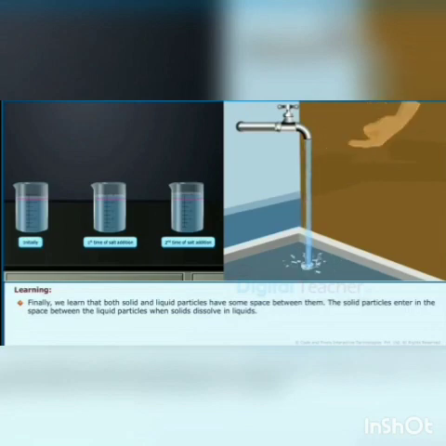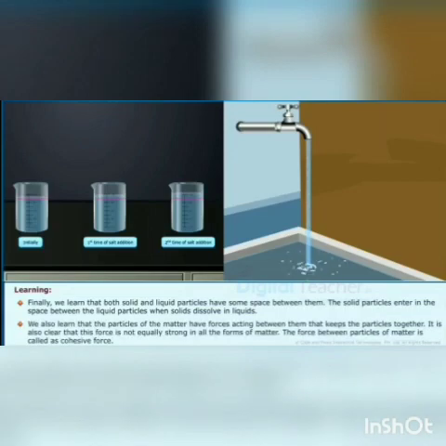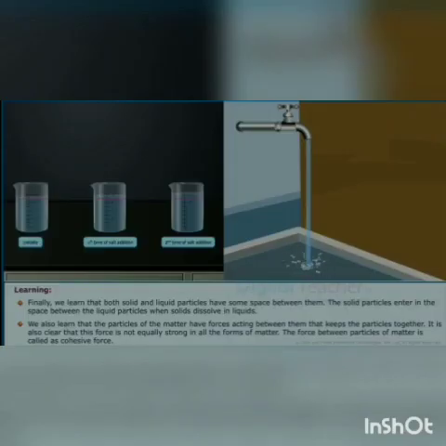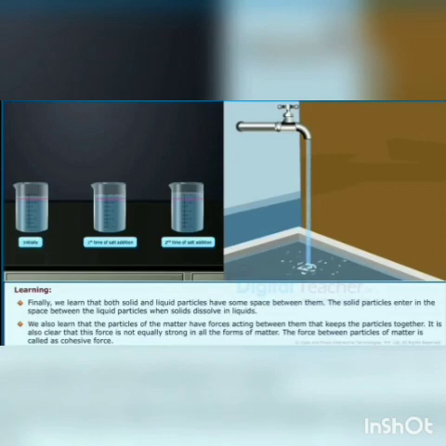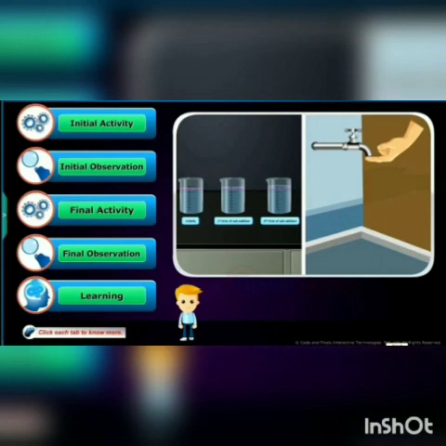So finally, we learn that both solid and liquid particles have some spaces between them. The solid particles enter into the spaces between the liquid particles when solids dissolve in liquids. We also learn that the particles of matter have forces acting between them that keep the particles together. It is also clear that the forces are not equally strong in all forms of matter.